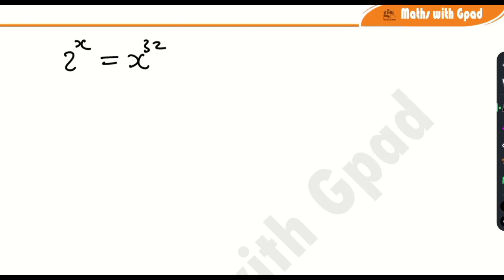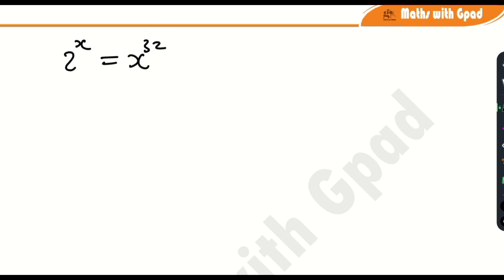Hello there, you're welcome. In this video, we're going to be finding the value of x given this equation. So look at what we have on the left hand side: 2 raised to the power x is equal to x raised to the power 32. As you can see, we have a mixture of number and letter on both sides of the equation. This is 2 raised to the power x. This is x raised to the power 32.